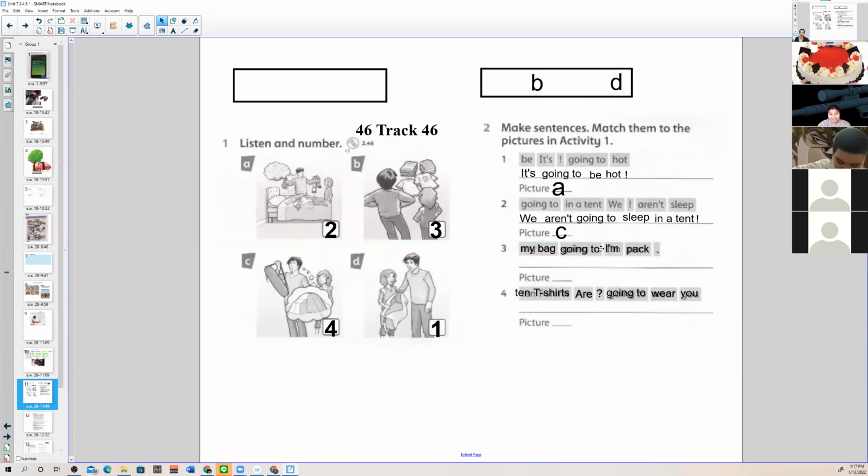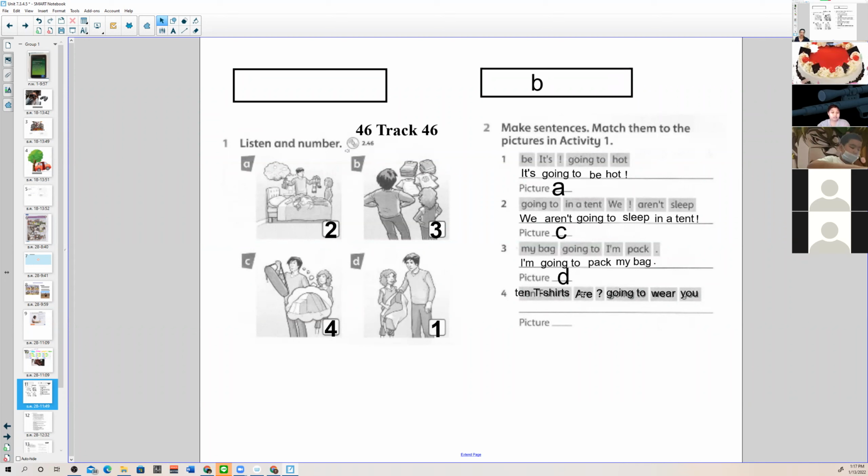Number 3. I'm going to pack my bag. Good. I'm going to pack my bag. And don't forget the full stop. Picture D.